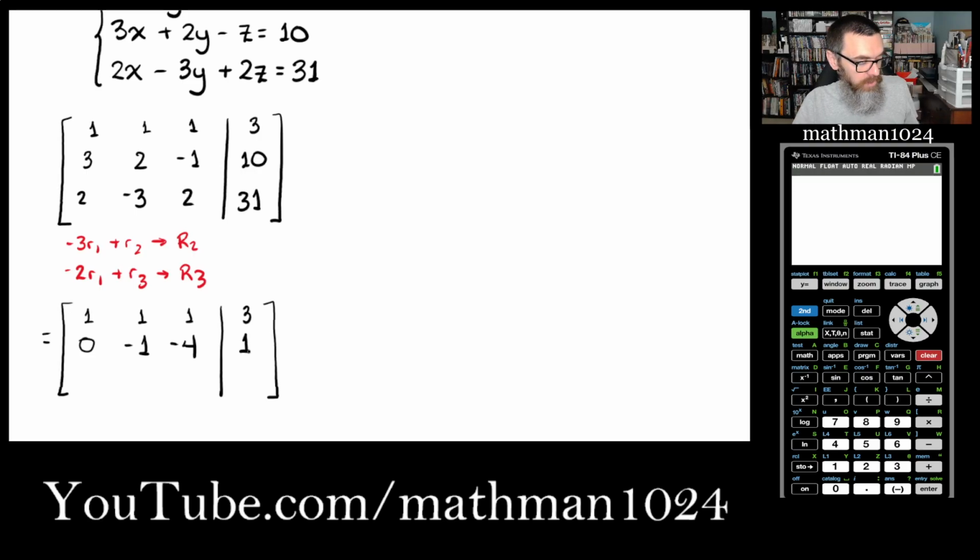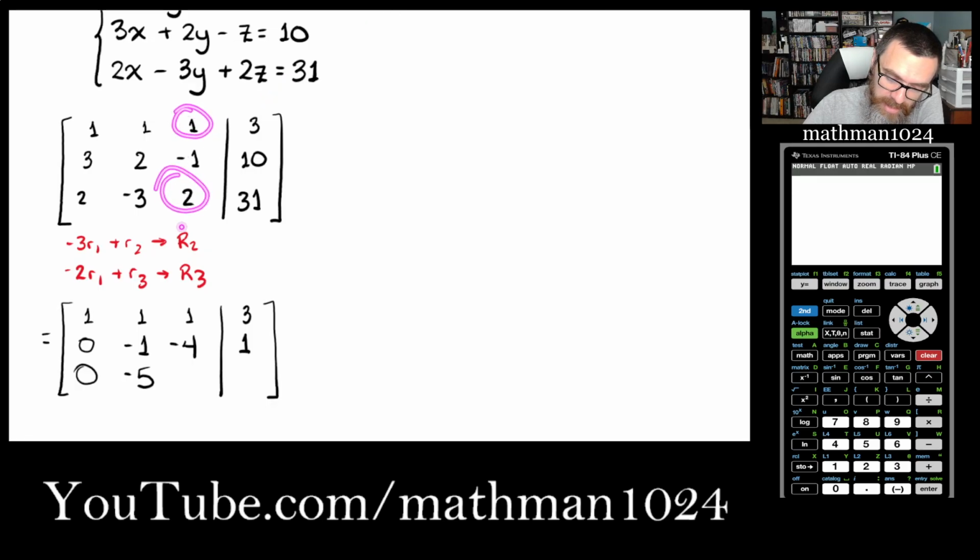And then we want to do a similar thing with row 1 and row 3. So I'm going to do negative 2 times this plus that, which gives me 0. Negative 2 times 1 is negative 2, plus negative 3 is negative 5. And then we have negative 2 times 1 plus 2 is going to give me 0. And then negative 2 times 3 is negative 6, plus the 31 gives me 25.